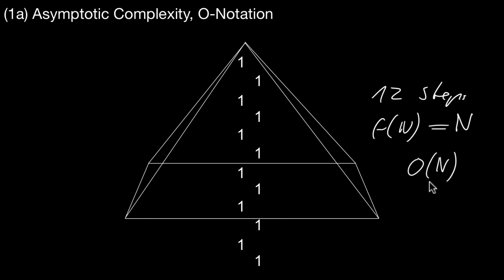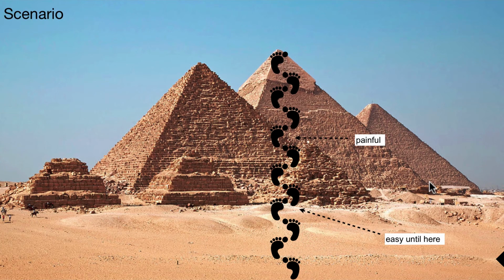But anyhow, the model is really, really simple. And one problem with that is that it really oversimplifies reality. What actually happens here is, as long as you're walking on the sand, everything is fine. It's relatively easy. So it gets easy until here.